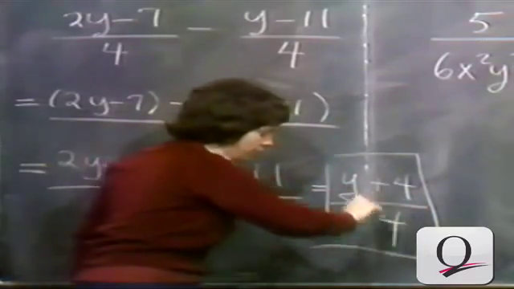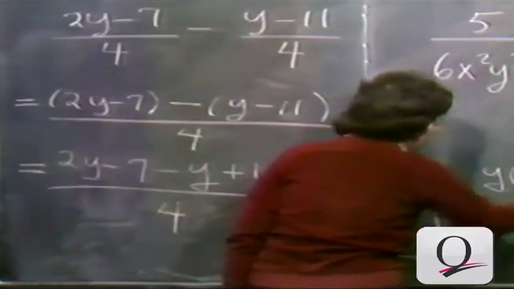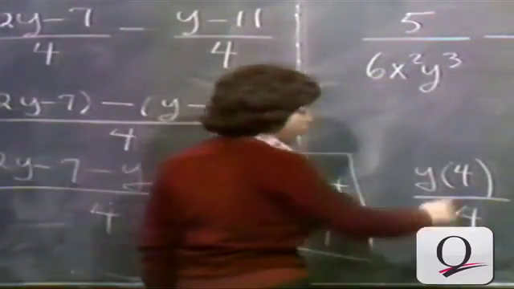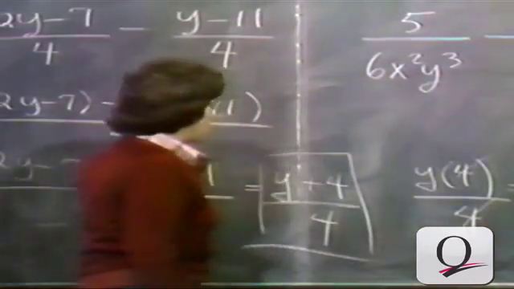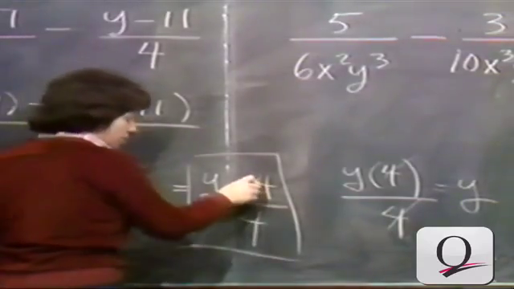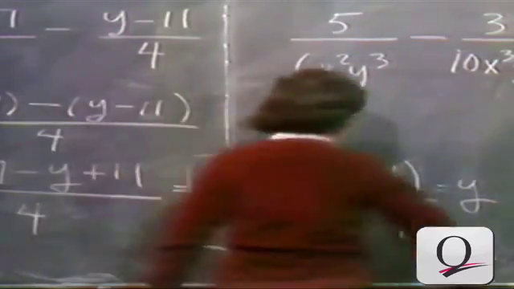You cannot cancel the 4's. Okay, if it was y times 4 over 4, then 4 would be a factor in the numerator. You could divide numerator and denominator by 4 and get an answer of y. Okay? Here you cannot cancel the 4's and say get y plus 1. 4 is not a factor in the numerator. This is the final answer.